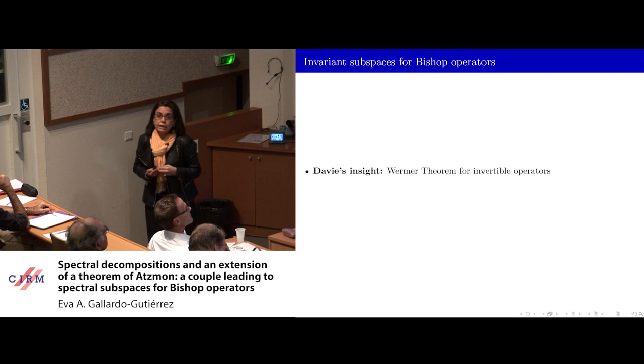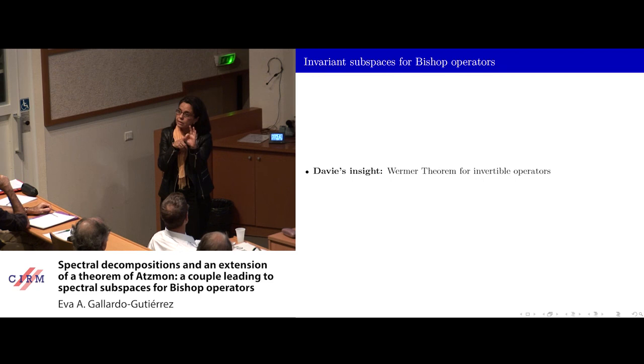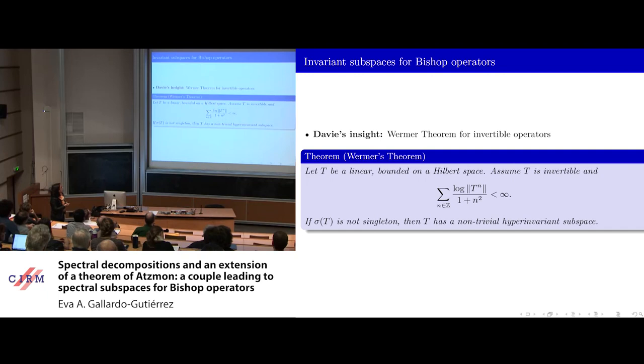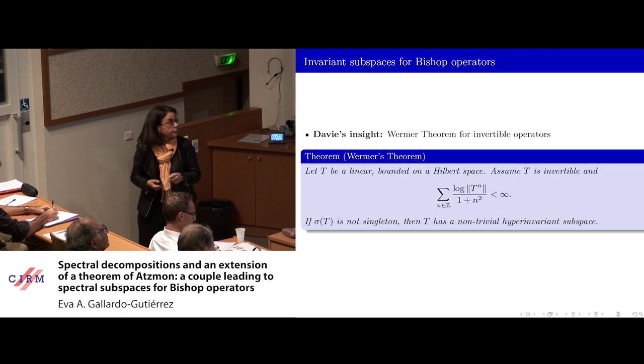Bishop operators are not invertible. And we will see that the spectrum, independently of alpha, consists of a disk of center zero and radius e to minus one. But what Deddens did was consider Vermeer's theorem, which says that if you have a linear bounded operator and an invertible operator G that satisfy this condition, this series is convergent, then if the spectrum is not a singleton, the operator has a non-trivial closed hyperinvariant subspace.